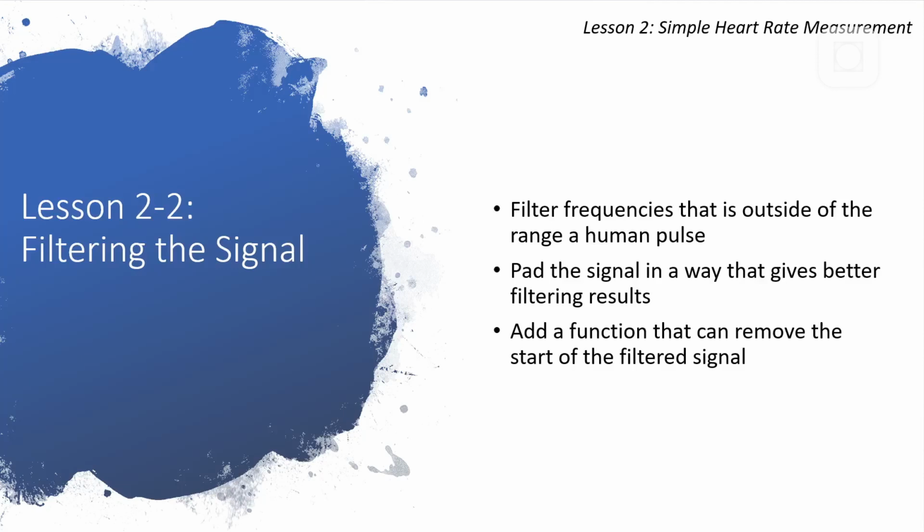We'll be filtering the frequencies that are outside of the range of a human pulse, because that will probably just be noise, and there will be noise. We will pad the signal in such a way that gives a better filtering result. And at the end, we'll add a function that can remove the start of the filtering signal.